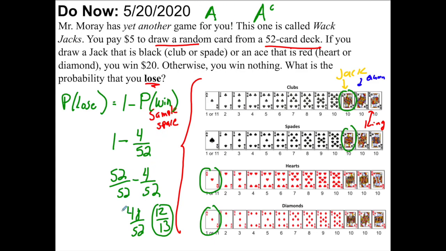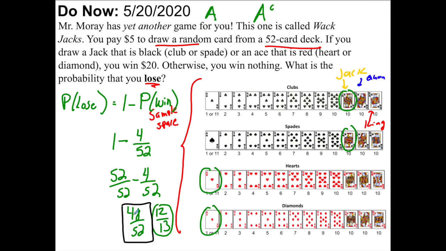And you could be right. Notice that 48 over 52, well, if I think about it, this 48, well, if there's 4 cards that I don't want, because I want to calculate losing, if there's 4 cards I don't want, then there's 48 cards I do want. Because if there's 52 cards and I don't want 4 of them, then there's 48 cards remaining. So you could have also just taken the 52, subtracted out these 4, giving you 48, and then divided by 52. You would have gotten the same answer either way.